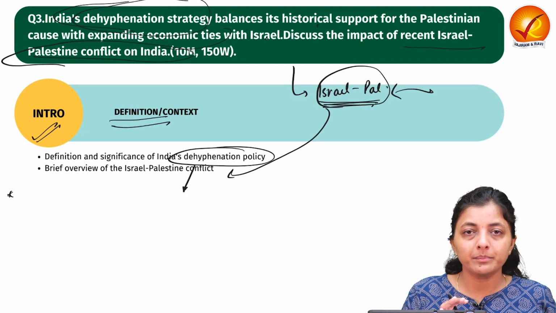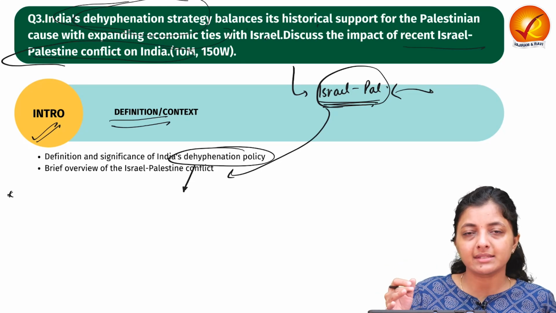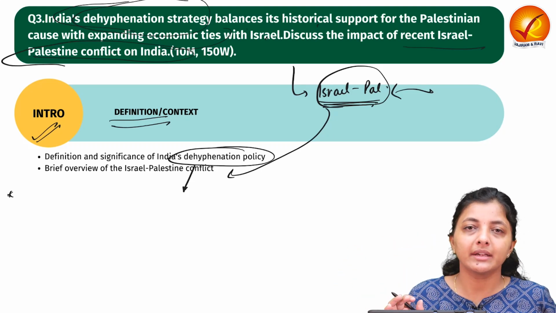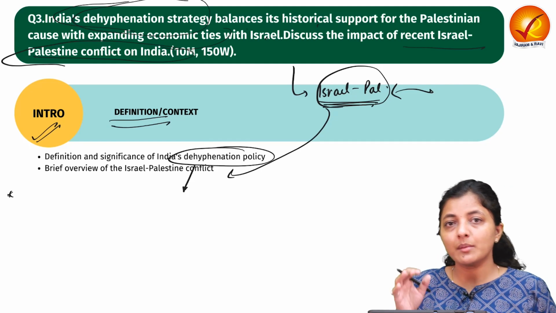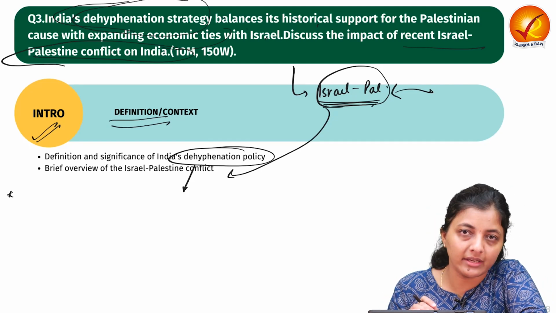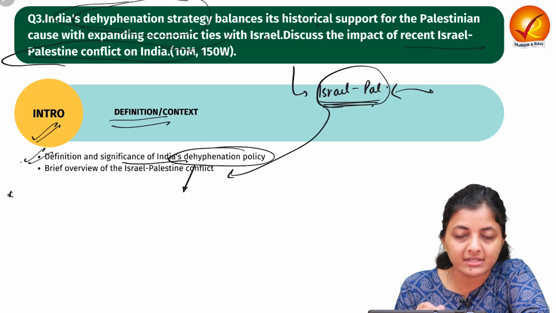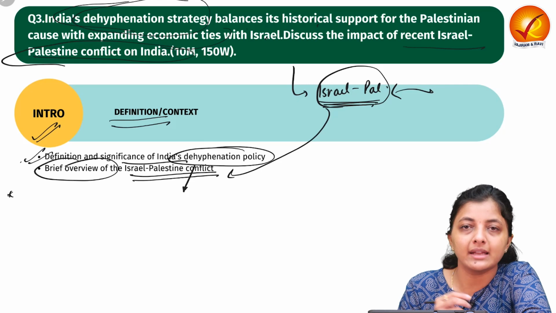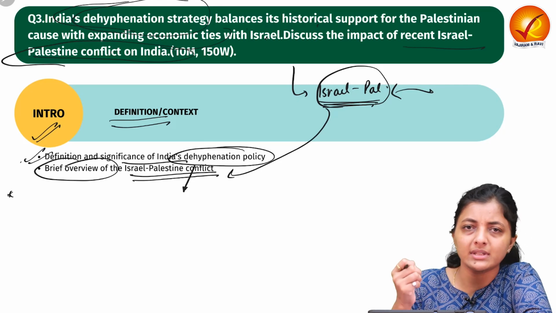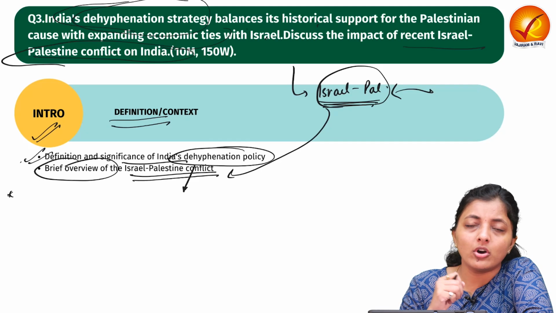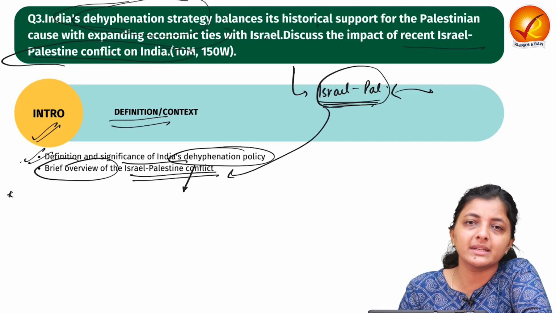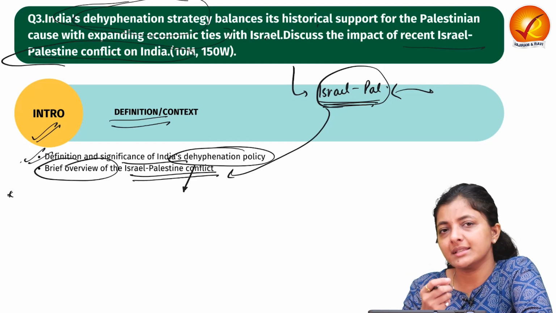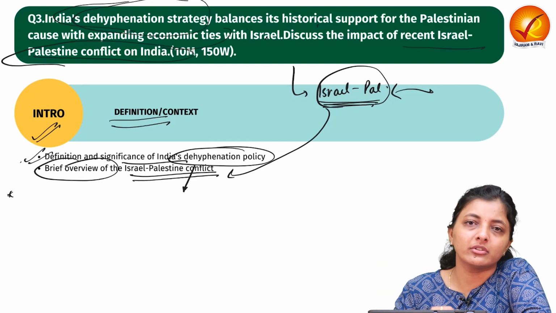Instead of linking them together, we are taking a stand that we consider both nations as separate and independent identities. This way we are balancing our approach in the diplomatic arena also. So this is the definition and the significance of this. And second, you can write about the Palestine and Israel conflict, that this conflict between Hamas and Israel is a long-lasting, multifaceted and complex issue about territory, authority and security, and it can have a negative implication on India as well.